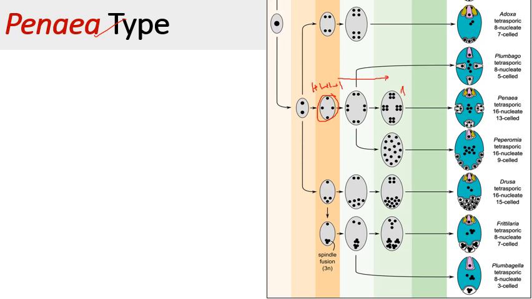That results in formation of a 16 nucleated structure like this, and these 16 nuclei are present in groups of 4 at 4 corners. Out of these 4 groups, one single nucleus will move toward the center, and that forms the 4n type of secondary nucleus. The remaining cells are in groups of 3 each, arranged at the corners, and the group at the micropylar end forms the egg apparatus. Out of these 3 cells, 1 is the egg and 2 are synergids. So this type of development is found in Penaea.